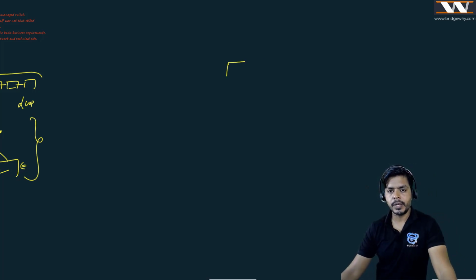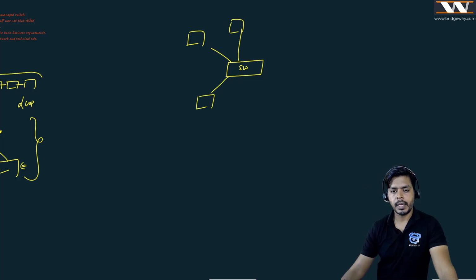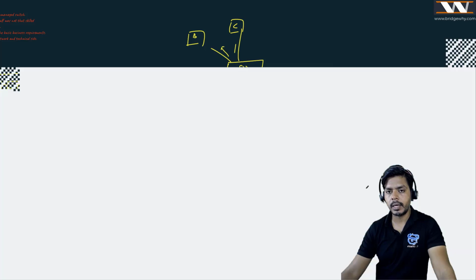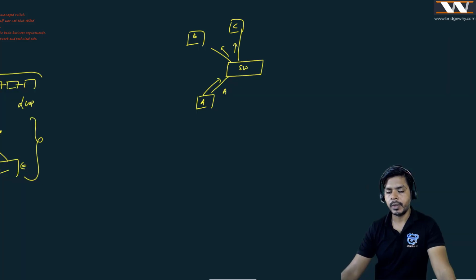So what happens when you have a single switch which is connected with multiple hosts, and one host wants to send a message to maybe B or C? You all know this guy is going to send an ARP message, which is a broadcast message, and when the switch sees the broadcast message, it is going to send it on all the other ports except the one on which it was received. You all know about it, right?